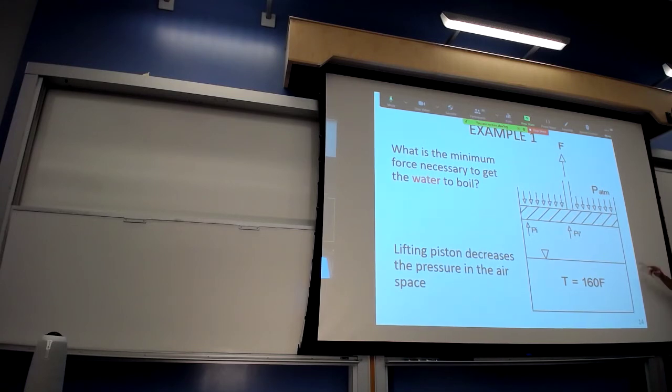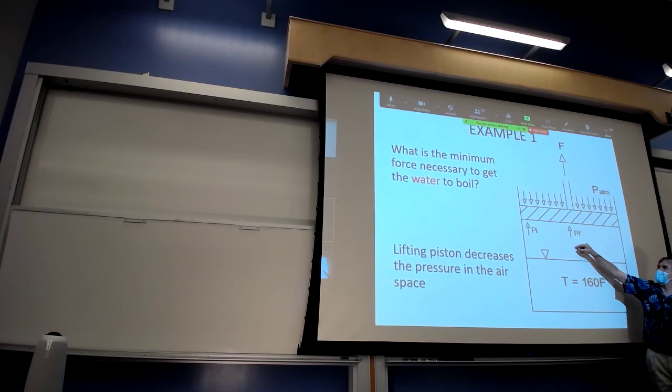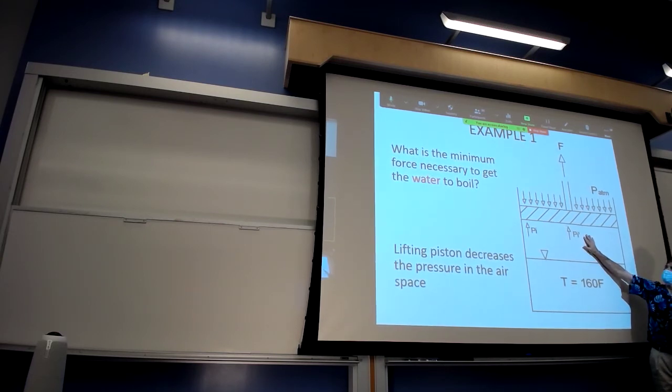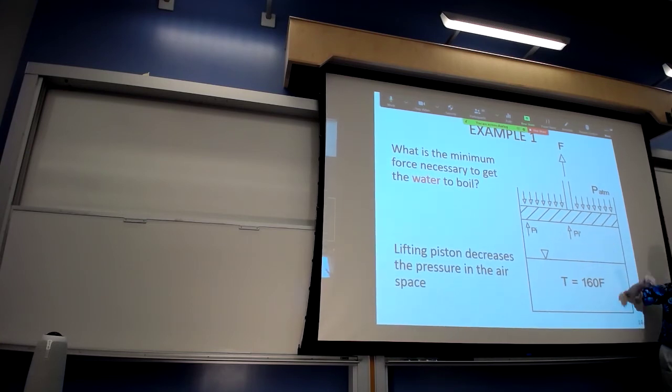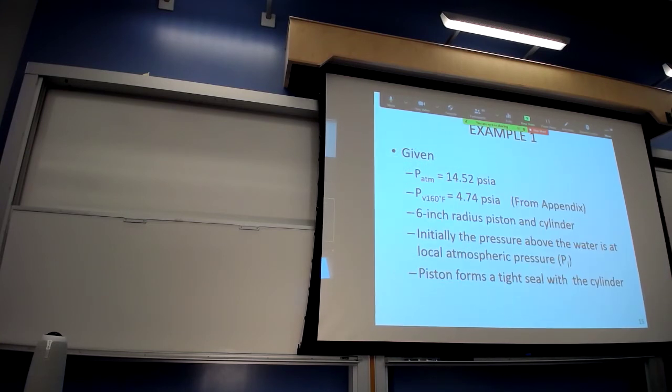So again, if you look at this, we have atmospheric pressure on the top, and what's down here is the vapor pressure. And when we pull this up, we start reducing the pressure here. So, atmospheric pressure, I'm just giving it to you, 14.52 psia. If I look in the back of the book, the vapor pressure of water at 160 degrees Fahrenheit is 4.74 pounds per square inch absolute. Again, that's right from the back of your book.